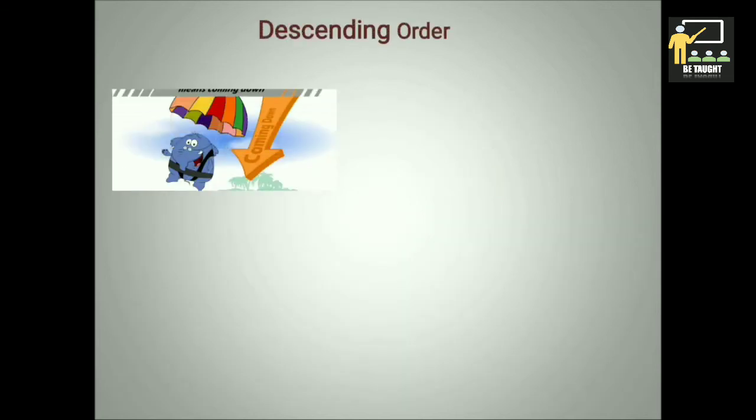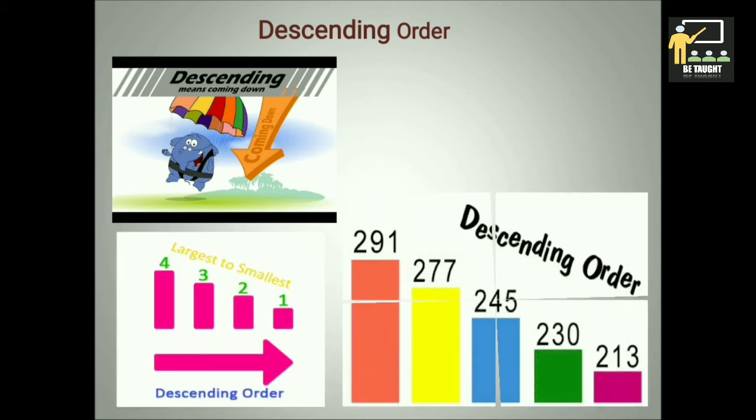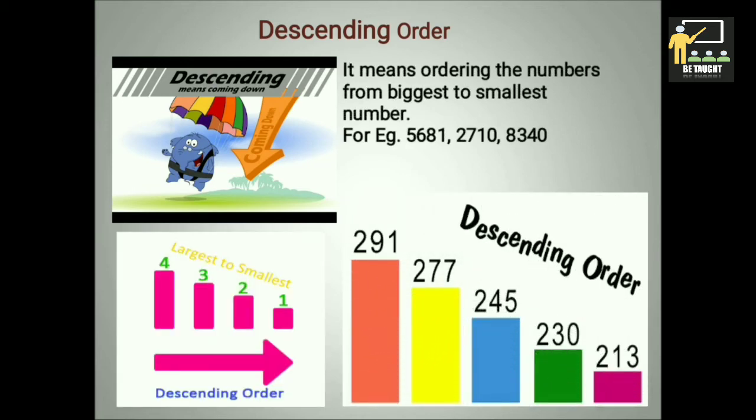Descending order means coming down. It means ordering the numbers from biggest to smallest number. So for example, 5,681, 2,710, 8,340 is given to us. So we start from the biggest number. So the biggest number over here is 8,340. Then the next will be 5,681 and the smallest will be 2,710.